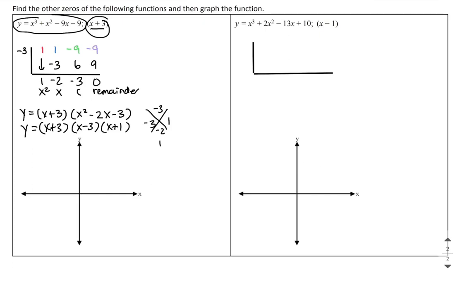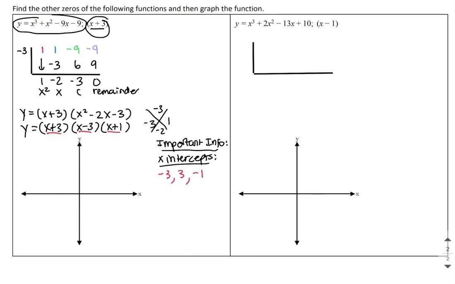And I can find all my important information that I can use to graph this thing. First thing I always start with is my x-intercepts. So what are my x-intercepts here? I have from here negative 3, from here positive 3, and from here negative 1.